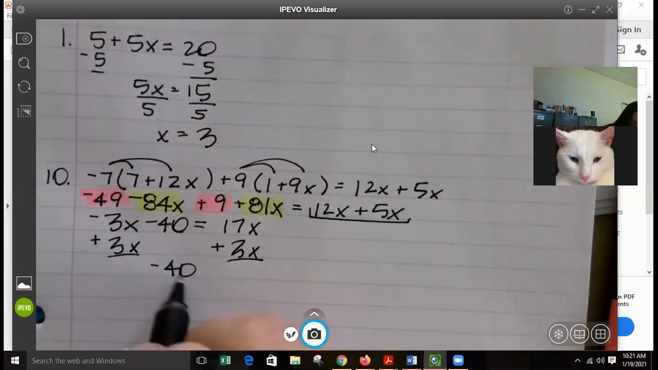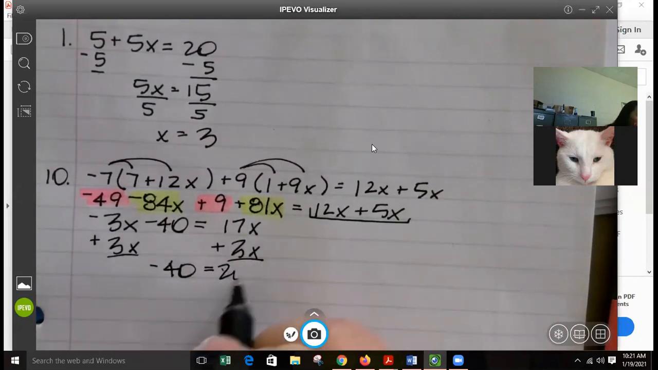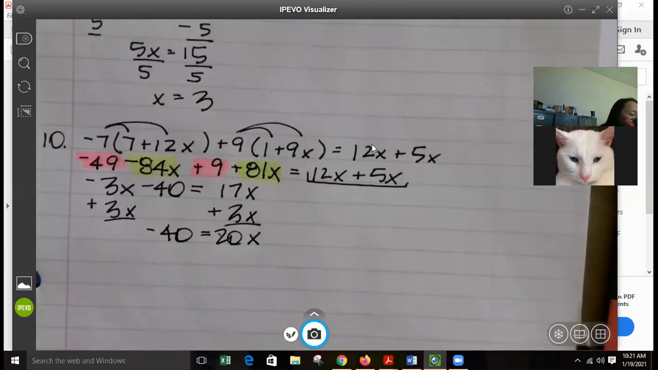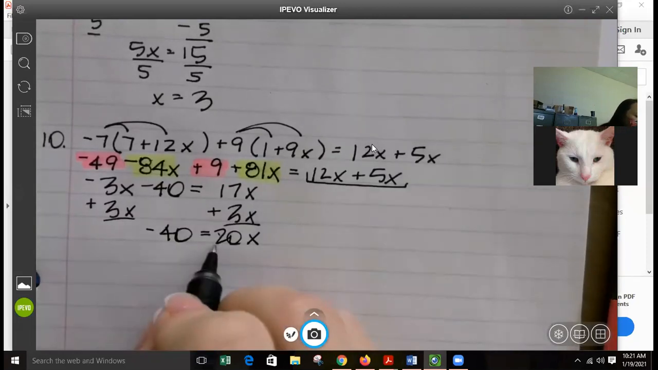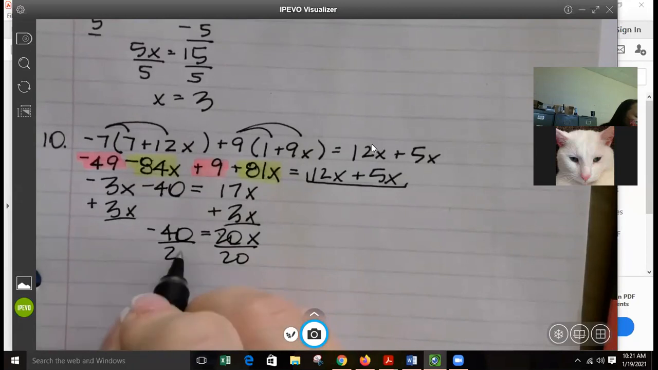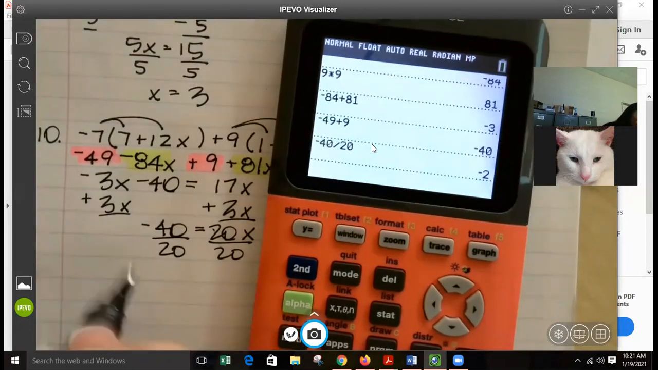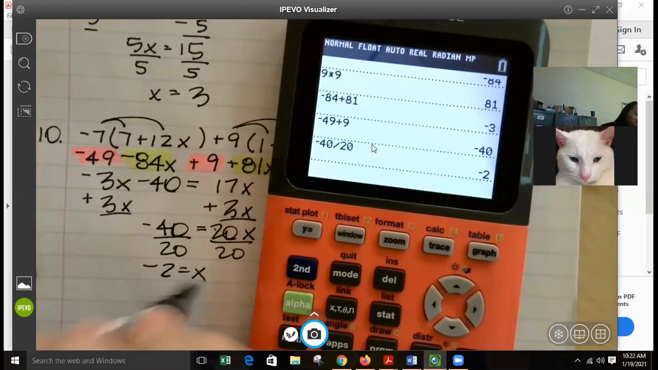I get negative 40 equals 17 plus 3 is 20x. And then how do I finish? Divide 20. Thank you. If you're not sure how to do that, negative 40 divide 20, and negative 2 equals x.